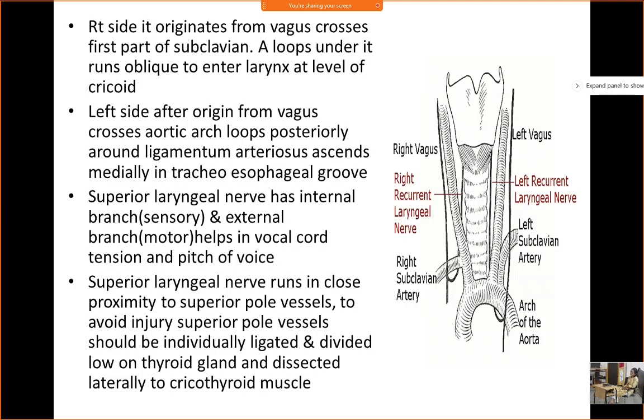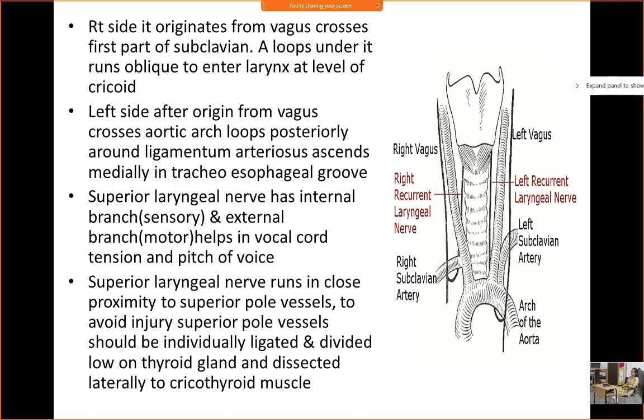Now, the right recurrent laryngeal nerve arises from the vagus, and from there it crosses the first part of the subclavian artery, loops under it, and runs obliquely to enter the larynx at the level of the cricoid. Whereas the left recurrent laryngeal nerve, after origin from the vagus, crosses the aortic arch, loops posteriorly around the ligamentum arteriosum, and ascends medially in the tracheoesophageal groove.